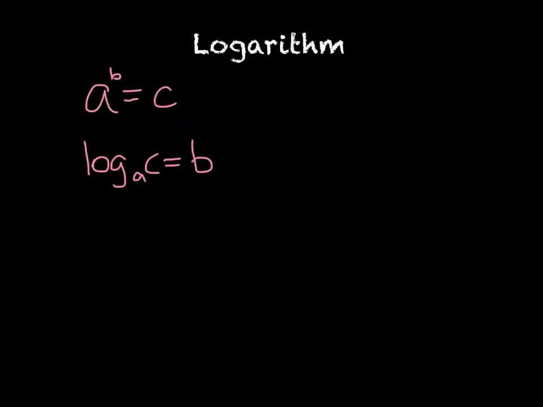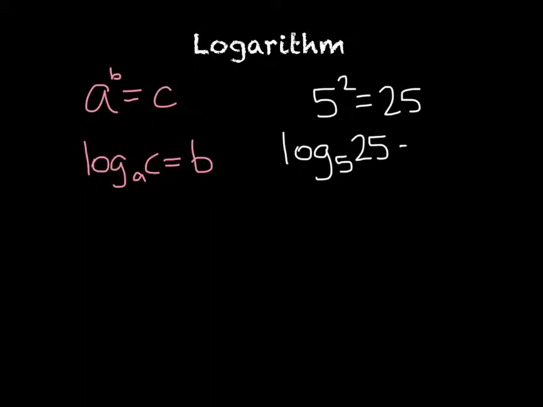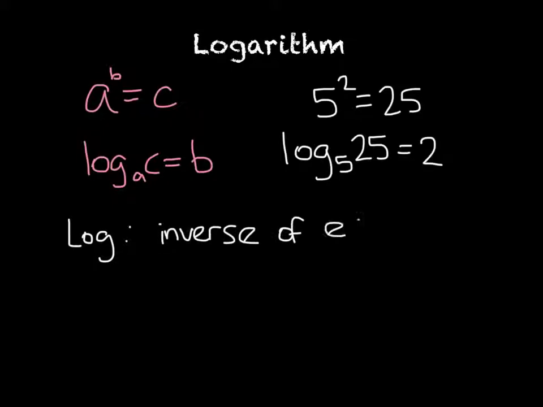So we can look at some examples of this, like 5 squared equals 25. That means we can write it as log base 5 of 25 equals 2. So basically, log is the inverse of exponents, meaning that when you take the log of something, it returns the exponent. So here, b is our exponent, and our log returns b.